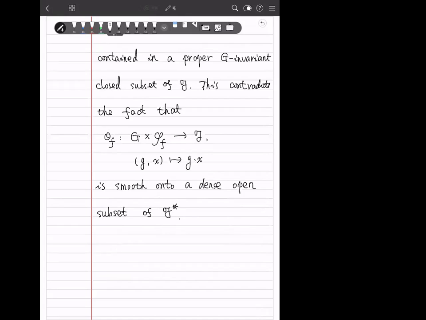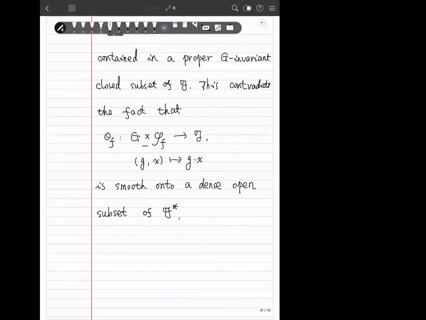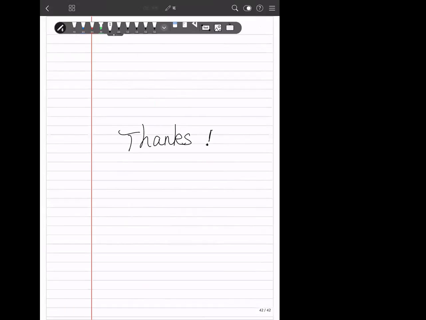But this contradicts the fact that this map is well known to be smooth onto a dense open subset of G star. So with this, we can prove that these three statements are equivalent. So with this, we get the analogous result about the variety of alpha VOAs. Okay, so that's the end of my talk.